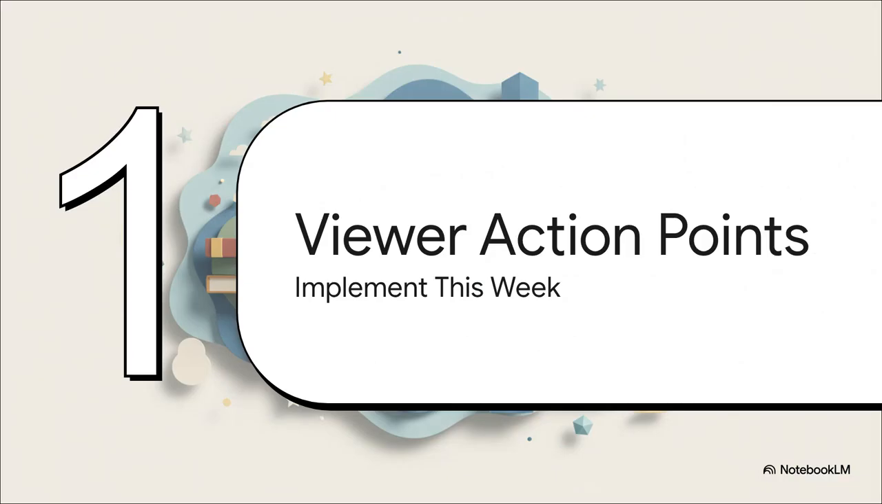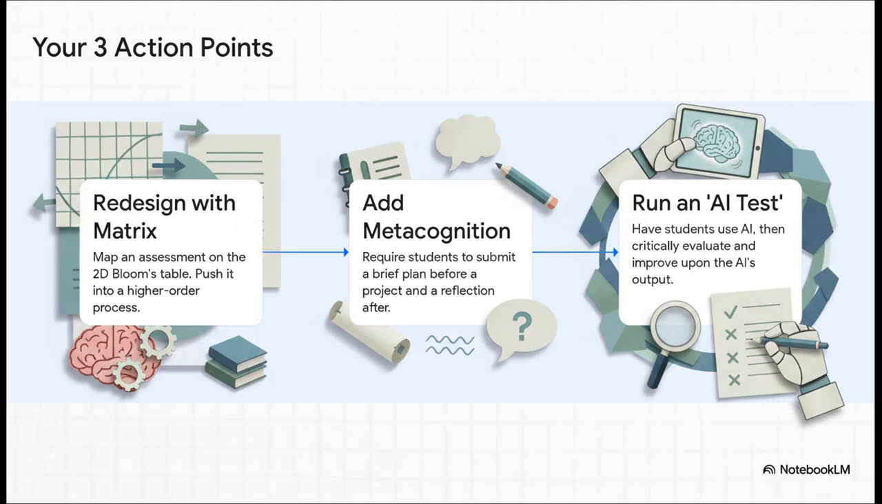Theory is great, but let's make this real. Here are 3 viewer action points, 3 things you can actually do this week to put all of this into practice. First, take one of your existing assignments and map it onto that 2-dimensional Bloom's grid. Then, challenge yourself to move it. Maybe it's currently at applying factual knowledge. Could you add a component that pushes it to analyzing conceptual knowledge?